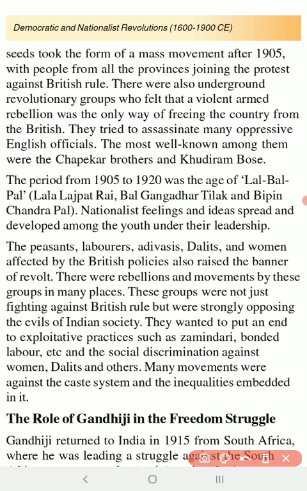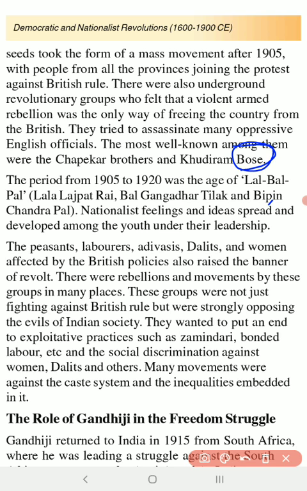Now we come across Subhas Chandra Bose, and they say one group considers that only by taking arms can we attain freedom. And there's another group, headed by Gandhiji, who say only by non-violence, satyagraha, can we attain freedom. From the year 1905 to 1920, there was the age of Lal, Bal, Pal: Bal Gangadhar Tilak and Lala Lajpat Rai. It is these people who instill nationalism among the people.